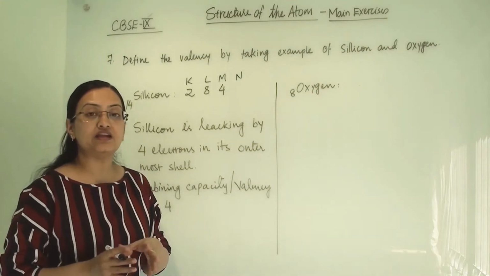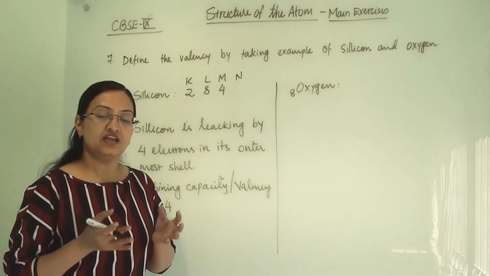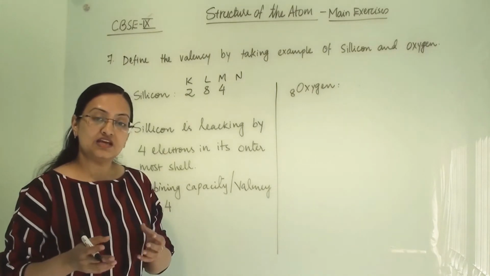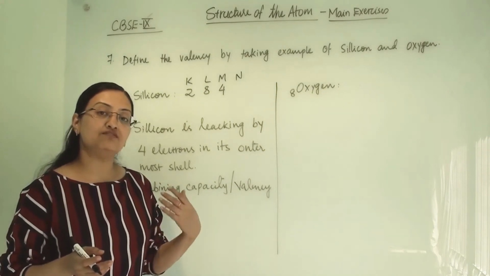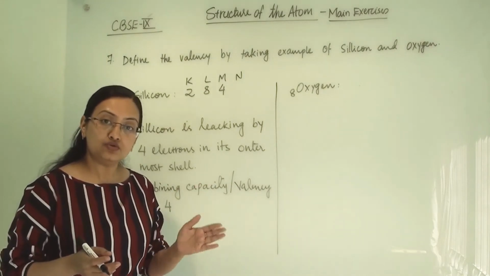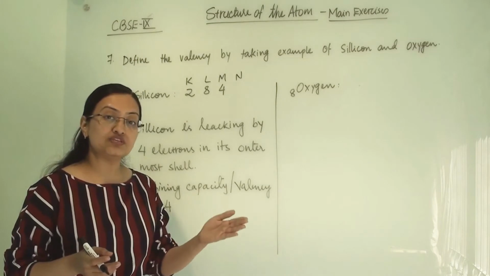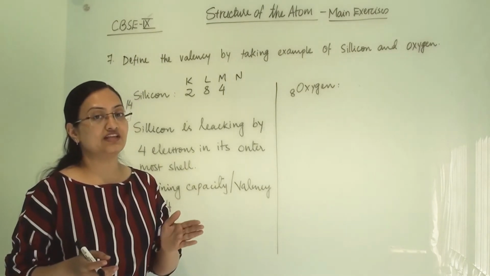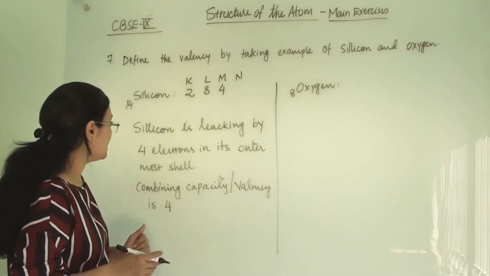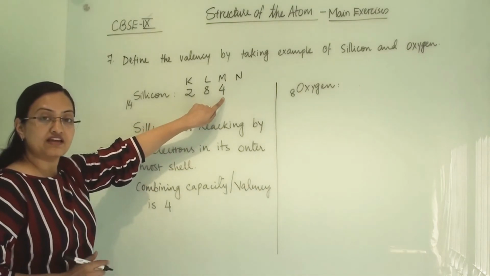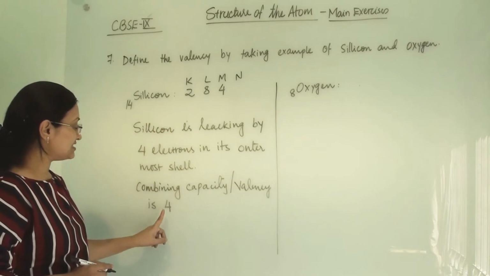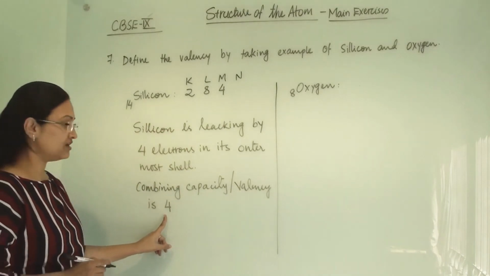It depends upon the nature of the element. If they are non-metals, then they will gain electrons. If they are metals, then they will lose electrons, and by losing electrons, that will define their combining capacity. Here there are 4 electrons, so it is lacking by 4 electrons, and hence the valency of silicon will be 4.